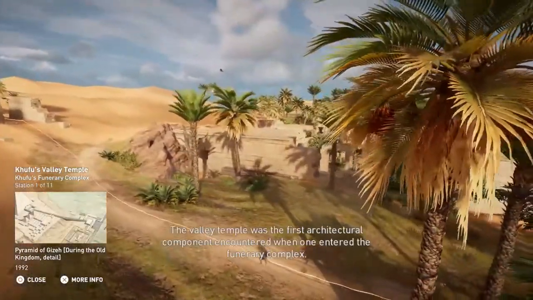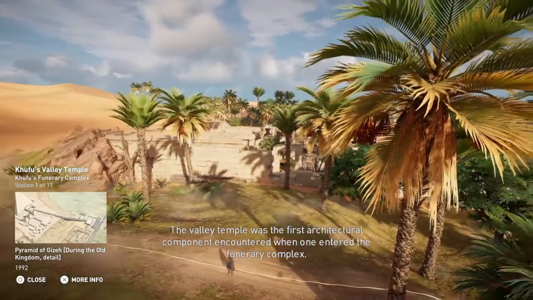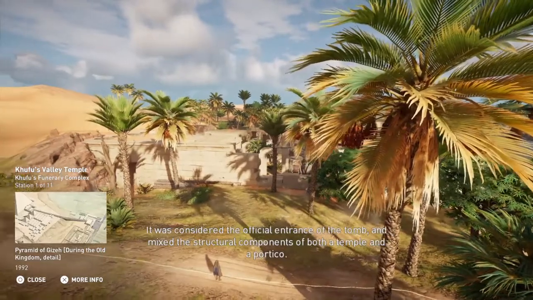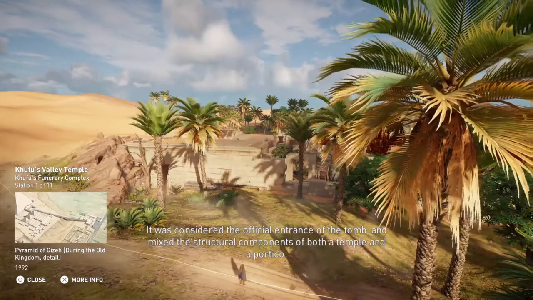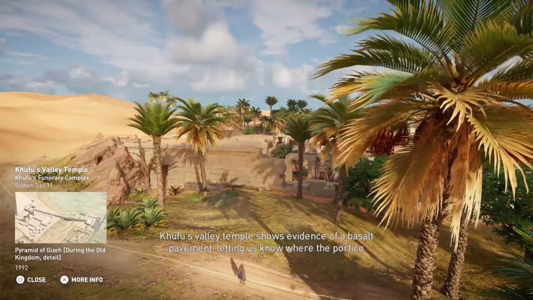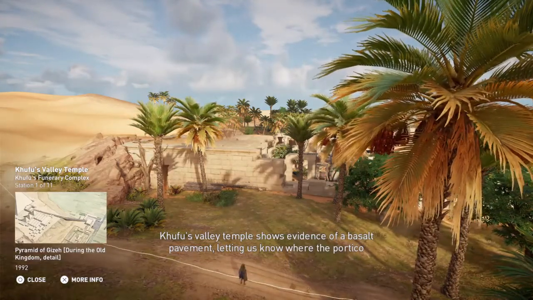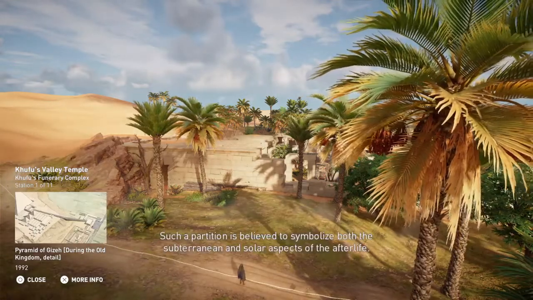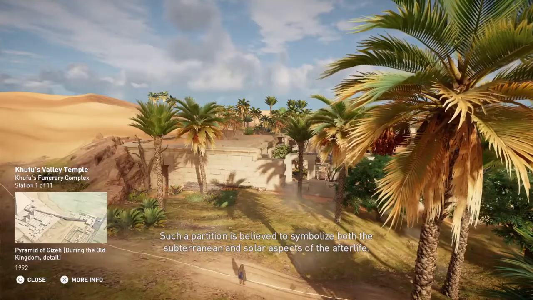The Valley Temple was the first architectural component encountered when one entered the Funerary Complex. It was considered the official entrance of the tomb and mixed the structural components of both a temple and a portico. Khufu's Valley Temple shows evidence of a basalt pavement, letting us know where the portico portion of the structure was located. Such a partition is believed to symbolize both the subterranean and solar aspects of the afterlife.